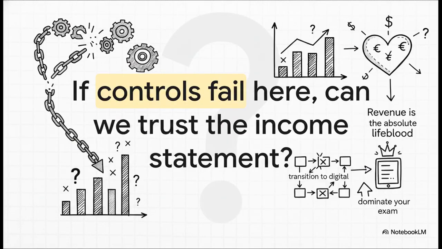I'm going to leave you with this final provocative thought. If the internal controls in the revenue and receipt cycle fail, how can an auditor truly trust any number on the income statement? Think about it. Revenue is the absolute lifeblood of a business. It drives operations, it dictates profits, it is the whole shebang.